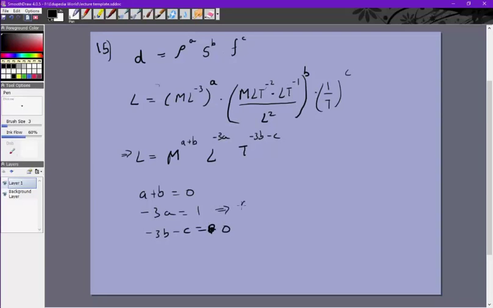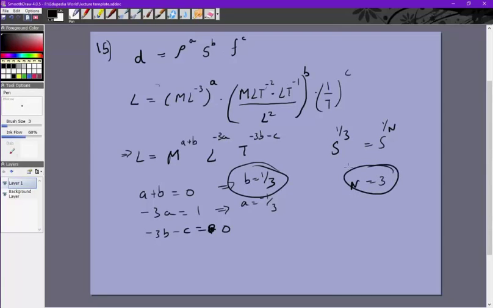So the first thing means a is equal to minus 1 by 3, which from this means b is equal to 1 by 3. If b is equal to 1 by 3, S to the power 1 by 3 is the power, which is given to us to be S to the power 1 by n in the question, which means n is 3. So the answer to question 15 is also 3.